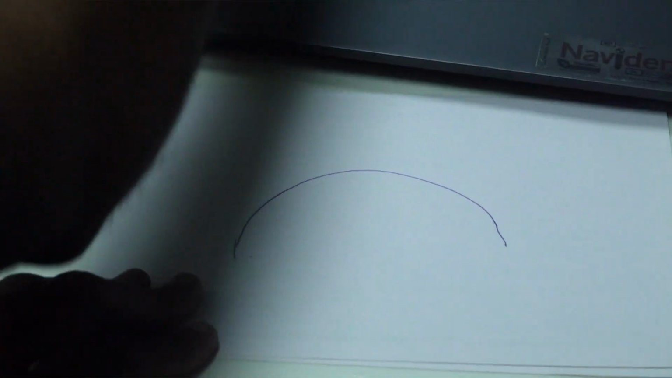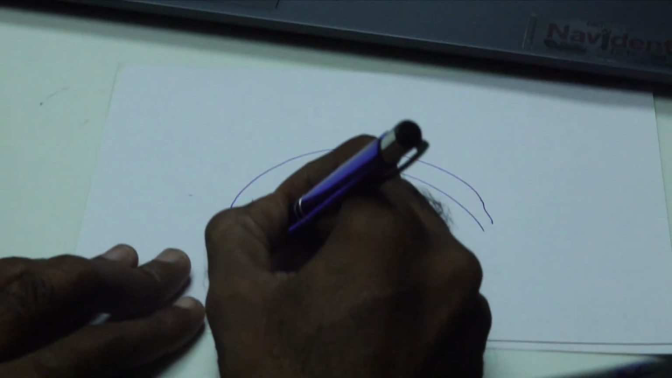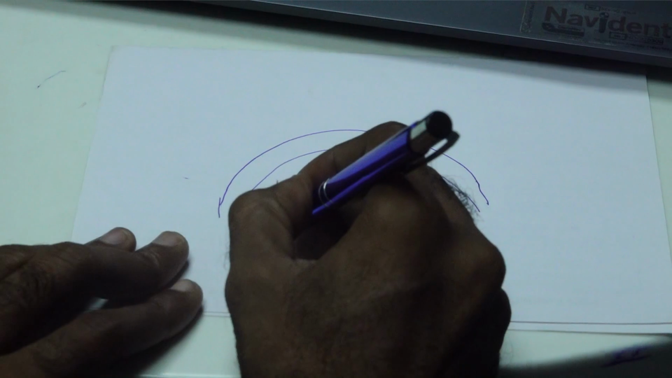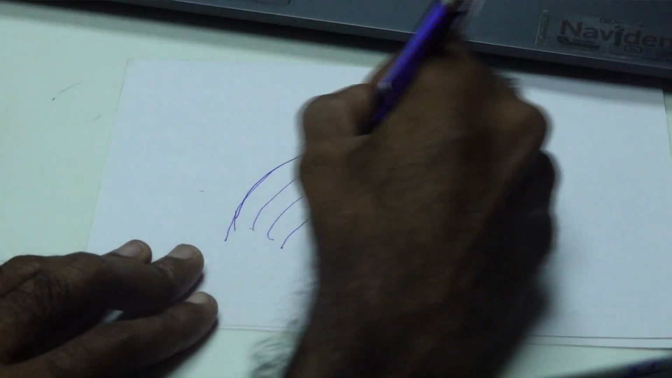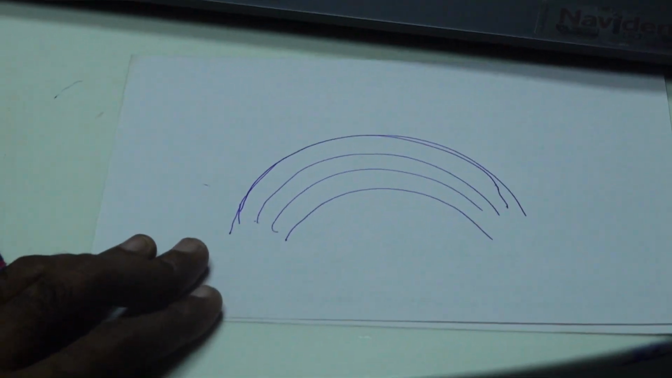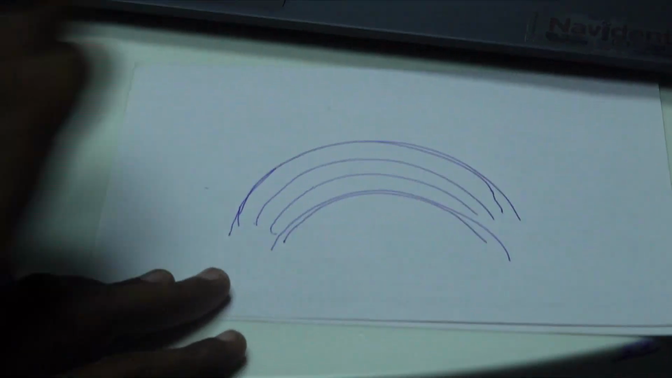The arch form in the mid-root level is like this. The arch form near the apex of the tooth is like this. The arch form in the nasal floor is like this. So the arch form is very wide at the occlusal level, but as it goes upwards, the arch form becomes constricted.